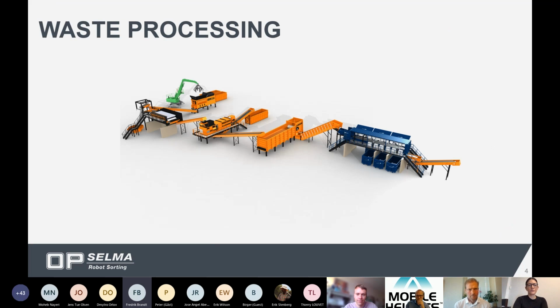Waste processing as such basically consists of a number of machines which handle the materials, and in the end you sort it, sometimes manually, like Erik said, and sometimes automatically. And this process should be more automated in the end.